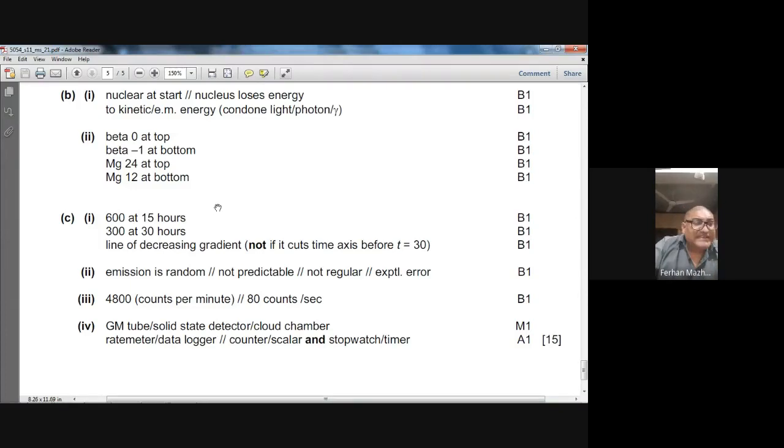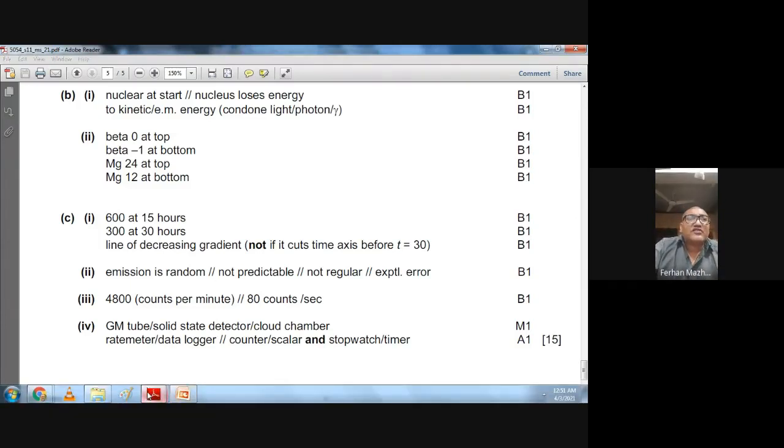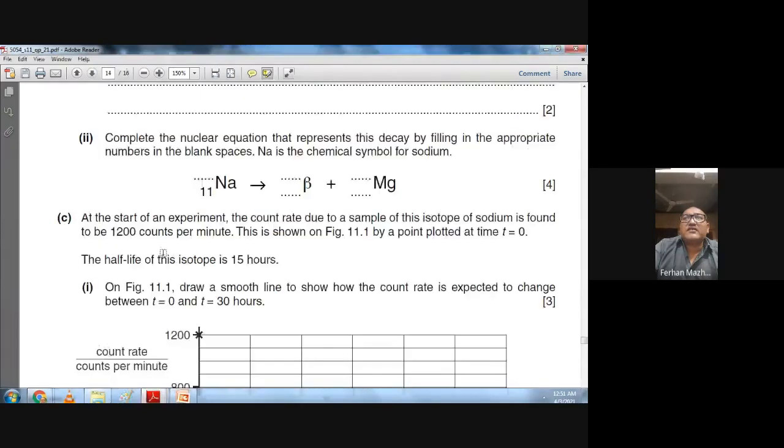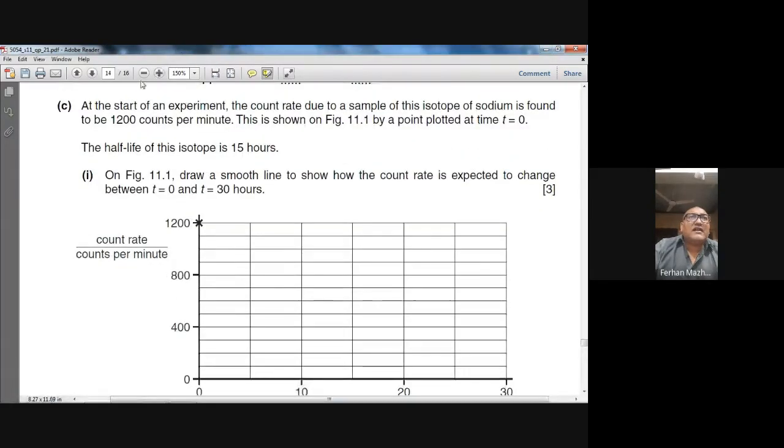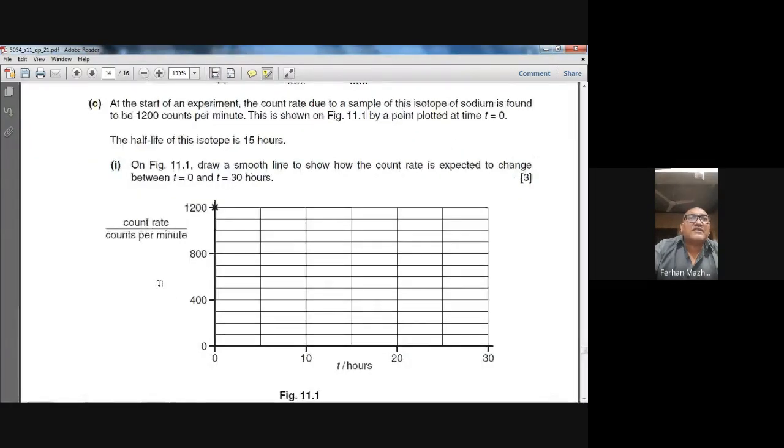Our answers are right. So we are going to the next question. The next question is, he says, so you can see the whole thing.